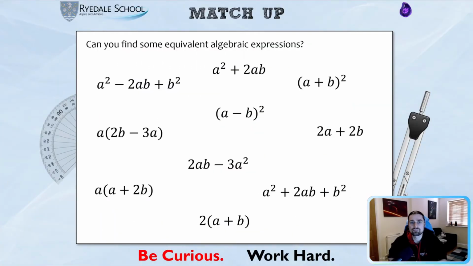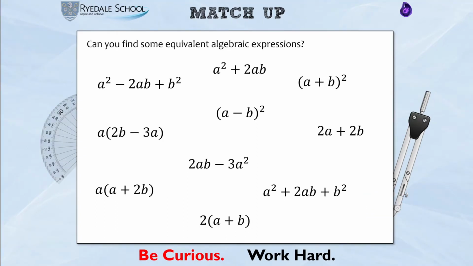So let's get those brains awake with another quick activity. I have written lots of algebraic expressions down. Some of these algebraic expressions are equivalent to each other. And what I mean by that is if you multiply out the brackets, you will find the expressions are the same. So all I would like you to do is spend a couple of minutes seeing if you can spot which ones are equivalent to each other. So pause the video here because I'm about to go through the solution.